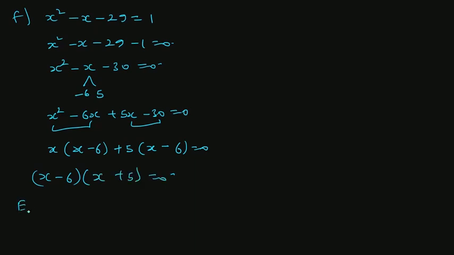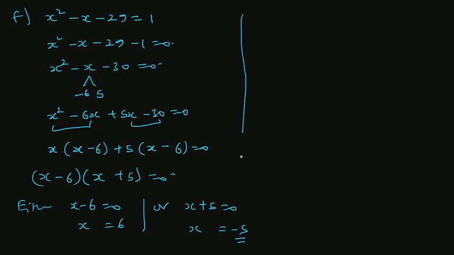Either x minus 6 equals 0, giving us x as 6, when 6 crosses the equal sign and changes sign, or x plus 5 equals 0, giving us x as negative 5. Yes, I hope we are good to go.